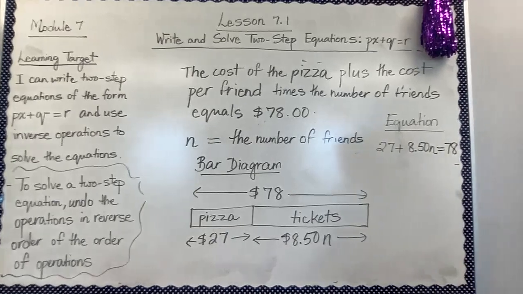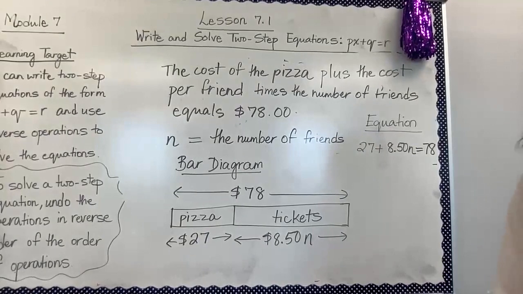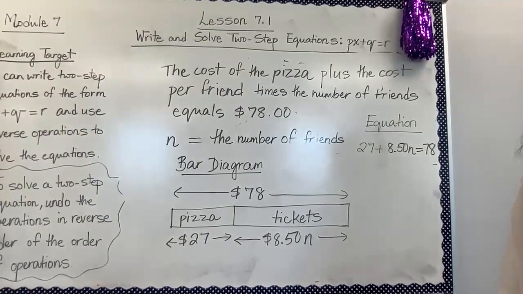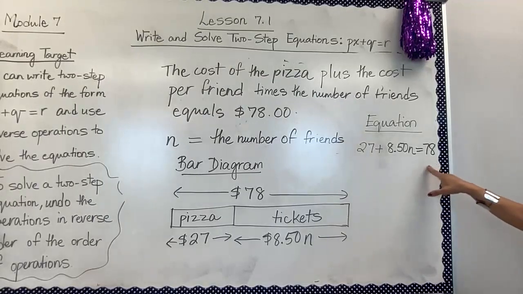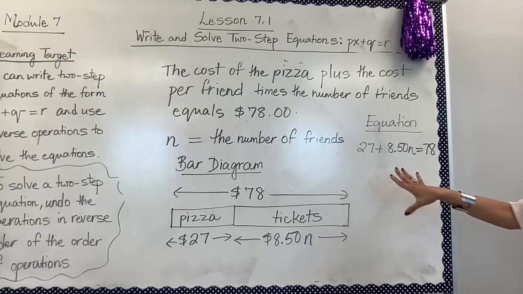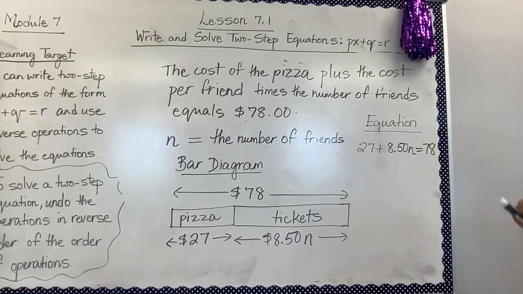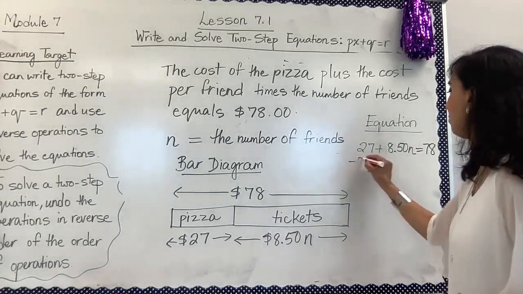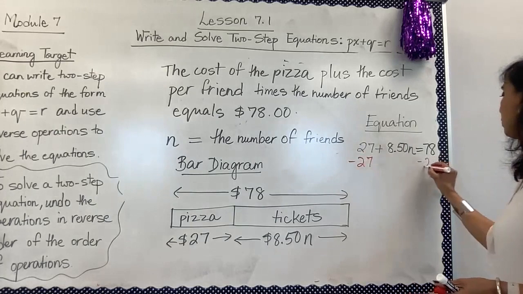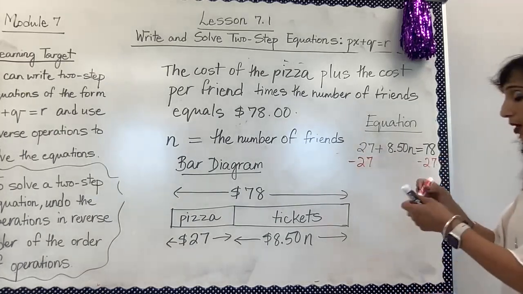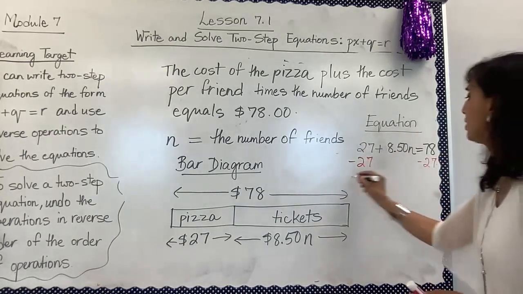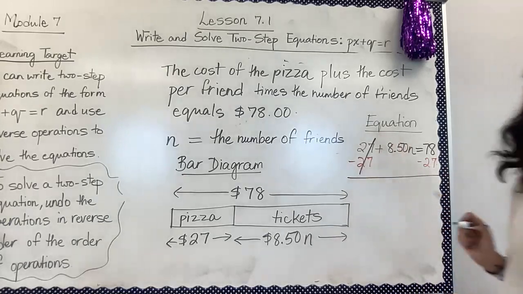And so now all I need to do is solve this equation, and I'm going to write out the equation like I did. We are going to first use the subtraction property of equality, and I am going to subtract 27 from both sides. Minus 27. Okay, and 27 minus 27 is 0.